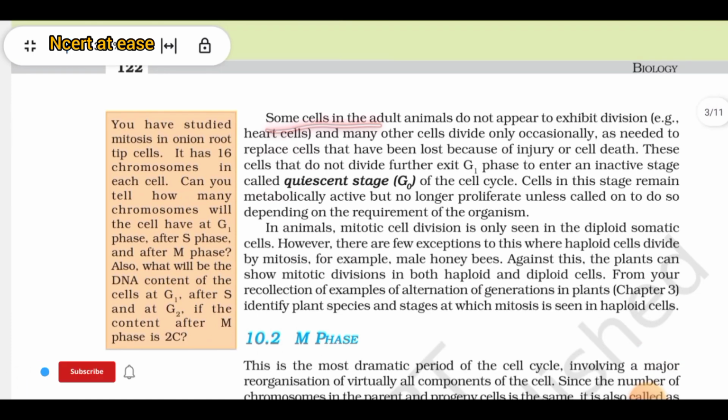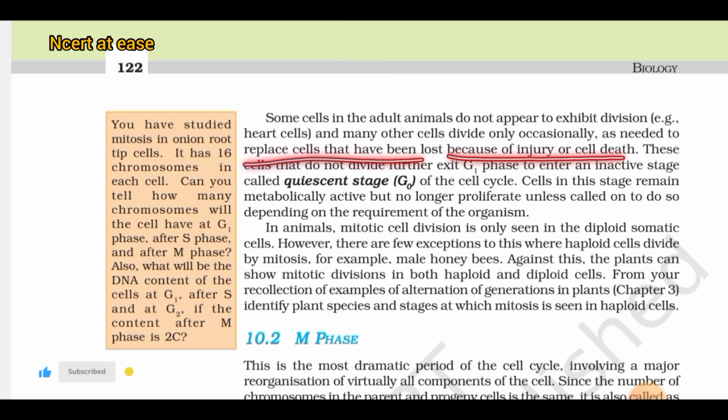Some cells in the adult humans do not appear to exhibit division, for example heart cells, and many other cells divide only occasionally as needed to replace cells that have been lost because of injury or cell death. These cells that do not divide further exit G1 phase to enter an inactive stage called quiescent stage of the cell cycle. Cells in this stage remain metabolically active but no longer proliferate unless called on to do so, depending upon the requirement of the organism.